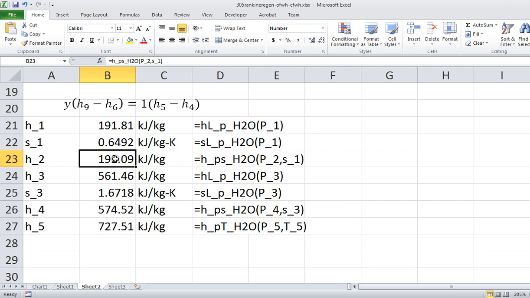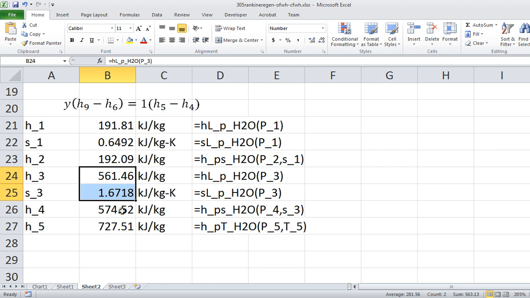So that's the isentropic pumping process from 1 to 2. Then state 3, we know that just enough steam is extracted to make state 3, by design, equal to saturated liquid at pressure 3. So we just look that up in the table. We find the corresponding entropy, because this process 3 to 4 is going to be exactly the same as the process 1 to 2, isentropic pumping.